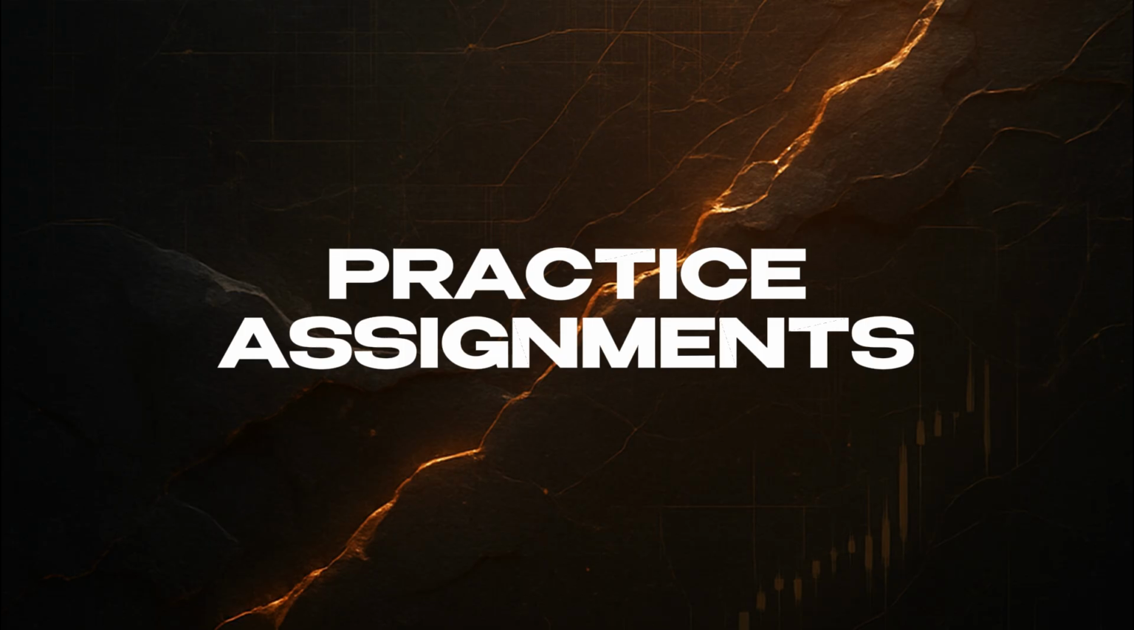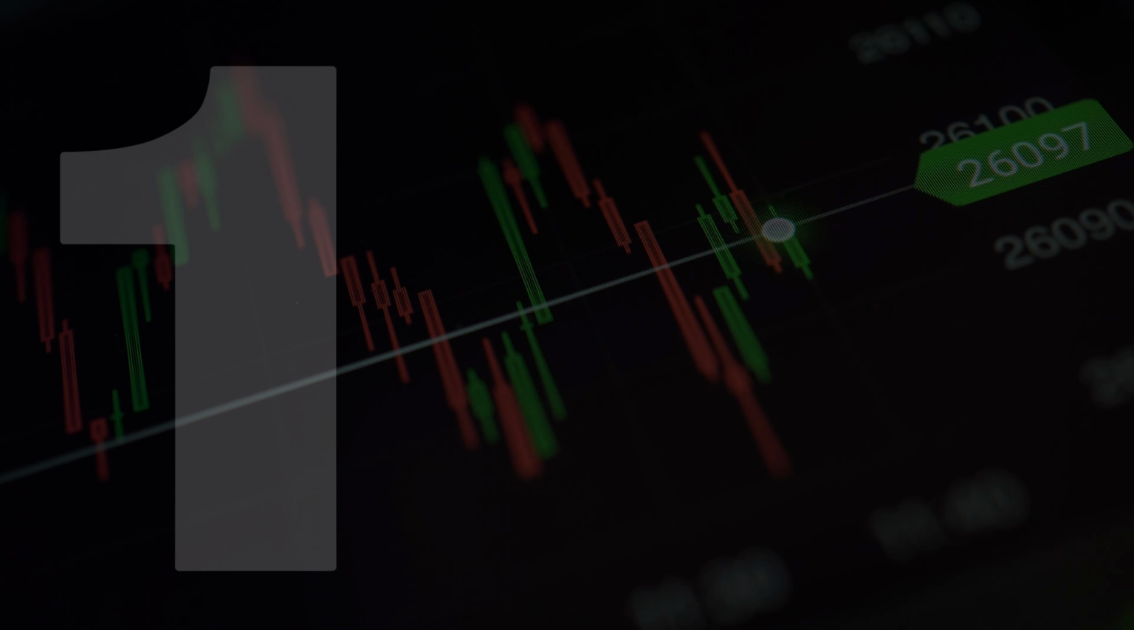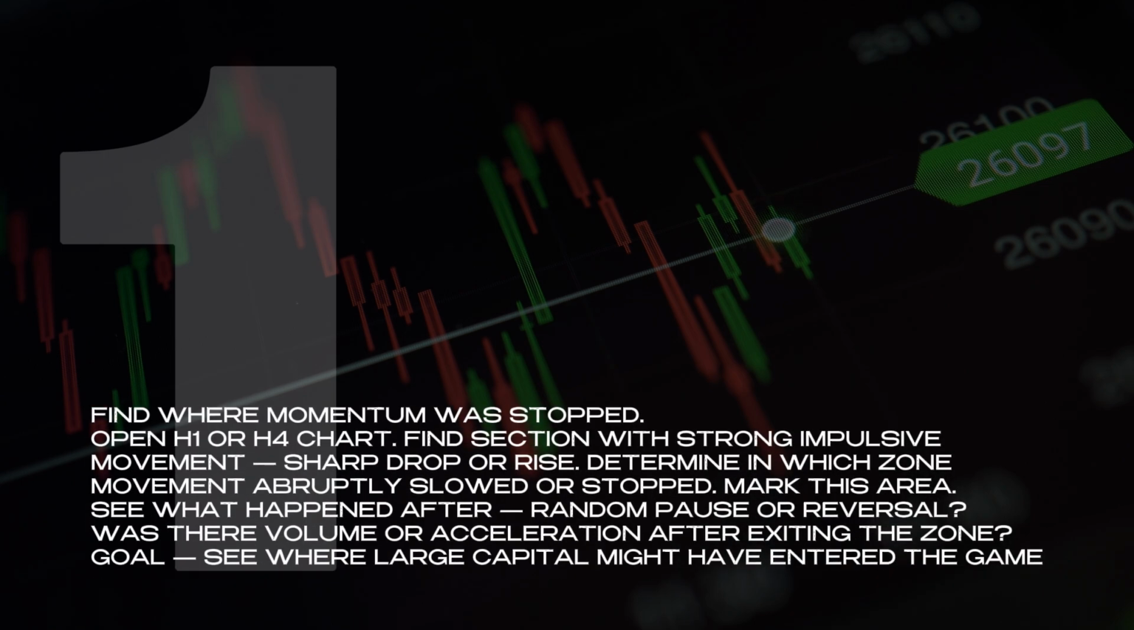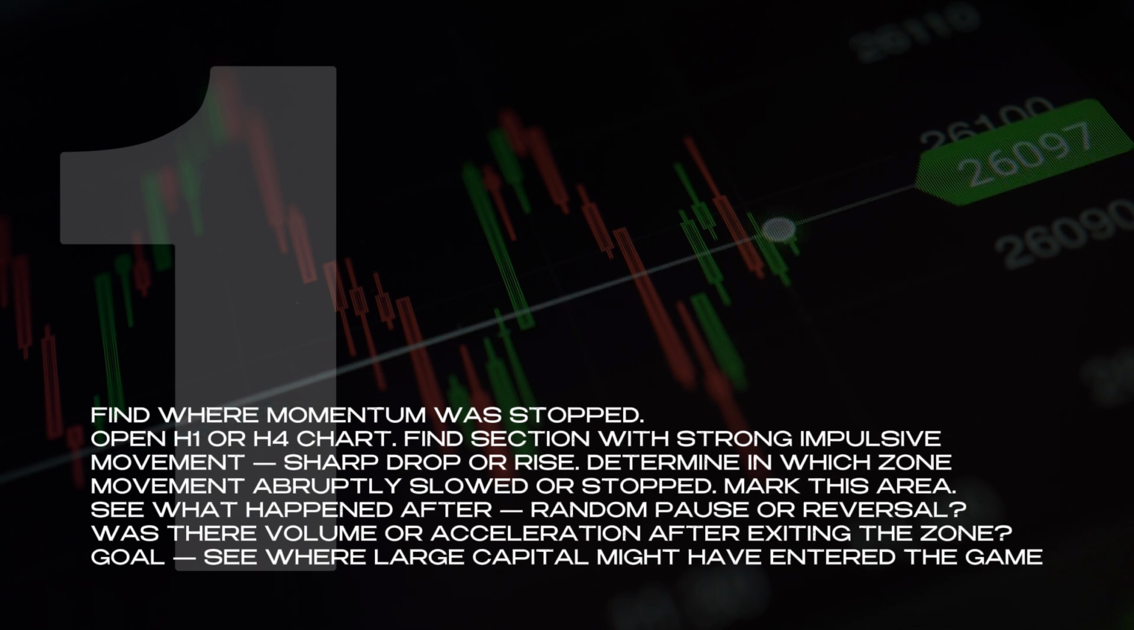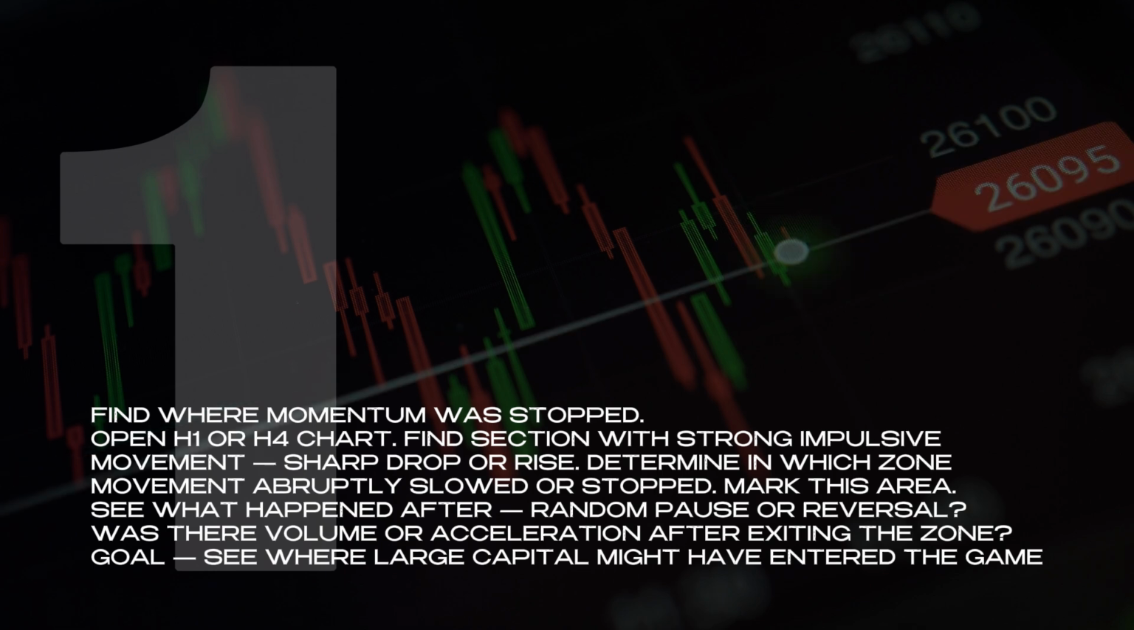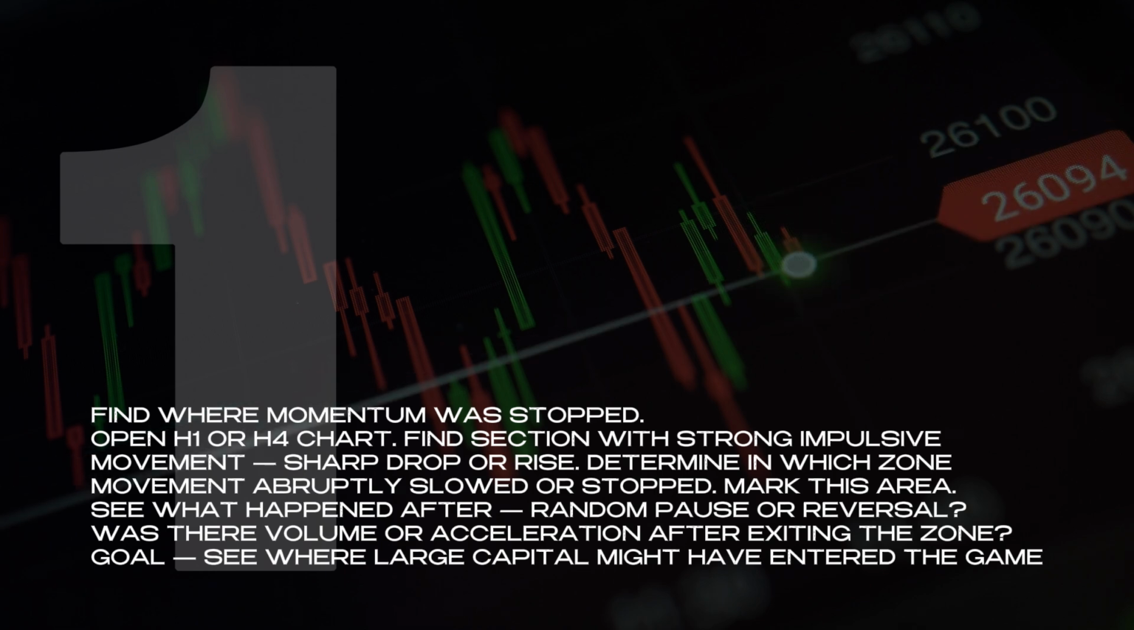Practice assignments. 4 assignments on the Strifor demo account. Assignment 1. Find where momentum was stopped. Open an H1 or H4 chart. Find a section with strong impulsive movement, a sharp drop or rise. Determine in which zone the movement abruptly slowed or stopped. Mark this area. See what happened after. Random pause or reversal? Was there volume or acceleration after exiting the zone? Goal. See where large capital might have entered the game.